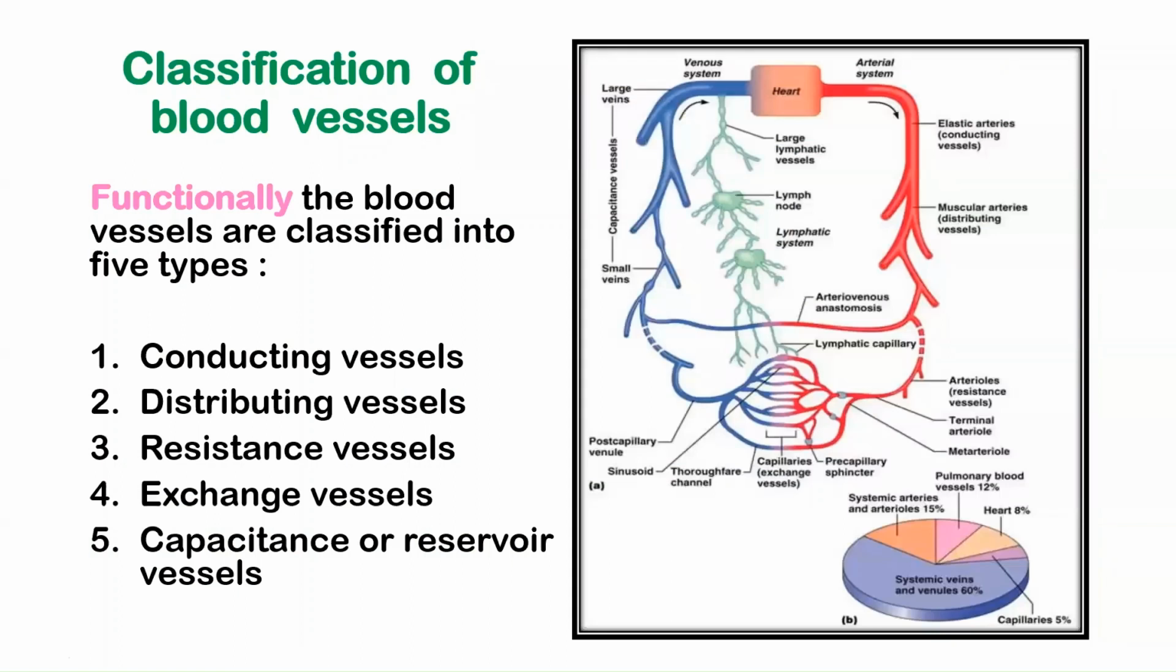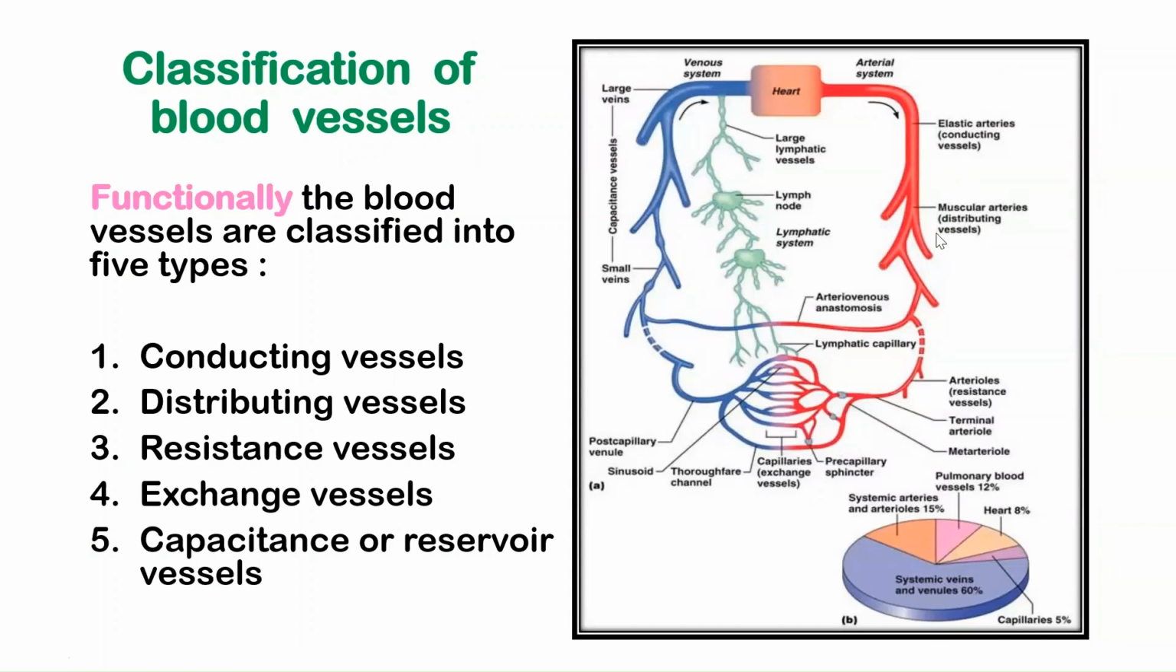Going back to this picture, we can see that the elastic arteries, or the conducting vessels, conduct the blood from the heart to the muscular arteries. The size of the large elastic arteries is more than 10 millimeters. Then the medium size are the muscular arteries. They are the distributing vessels. They have a size of about 2 to 10 millimeters.